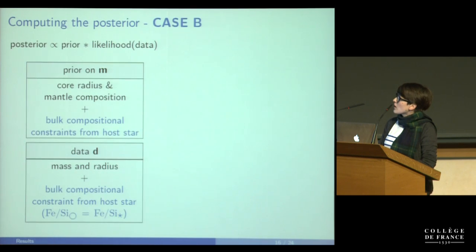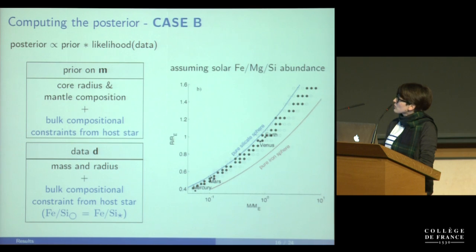So what we can do now is we add these abundance constraints to our inversion, and these enter in the prior as well as in the data. And when we look at the mass radius plots, we see that where we find solutions, we find them in a reduced region where we can still meet the abundance constraint that we have from the host star. And here I show you solar abundance constraints.